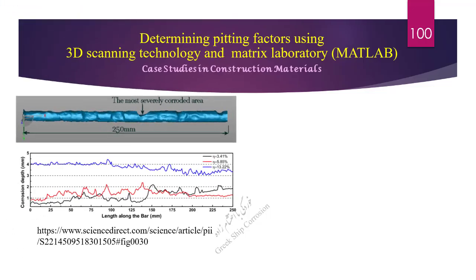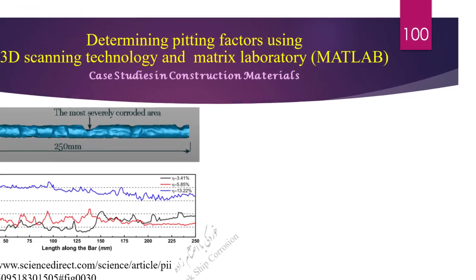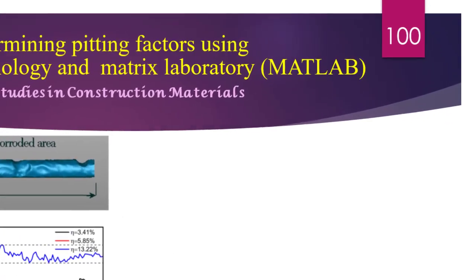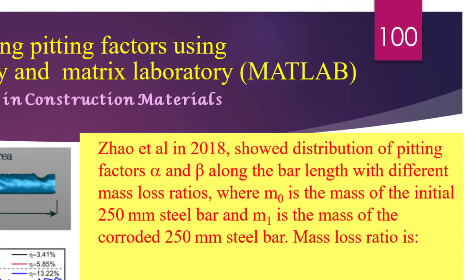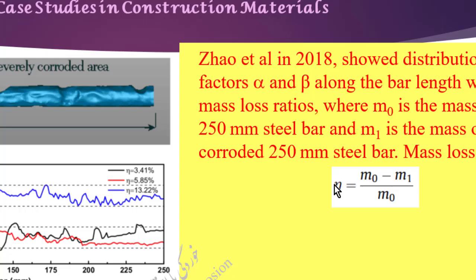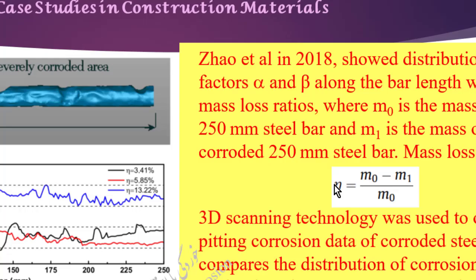Determining pitting factors using 3D scanning technology and MATLAB case studies in construction materials. Zhou et al. in 2018 showed distribution of pitting factors alpha and beta along the bar length with different mass loss ratios, where M0 is the mass of the initial 250 mm steel bar and M1 is the mass of the corroded 250 mm steel bar. Mass loss ratio is eta equals M0 minus M1 divided by M0.